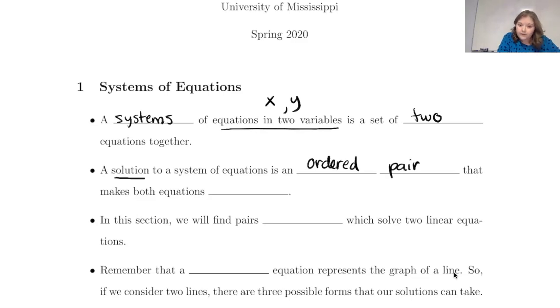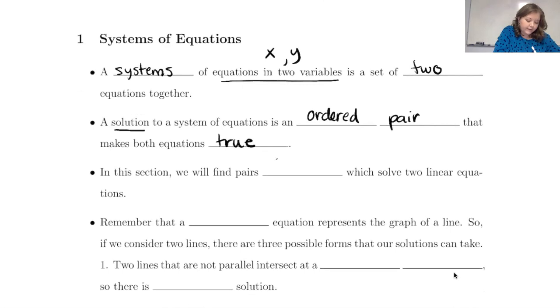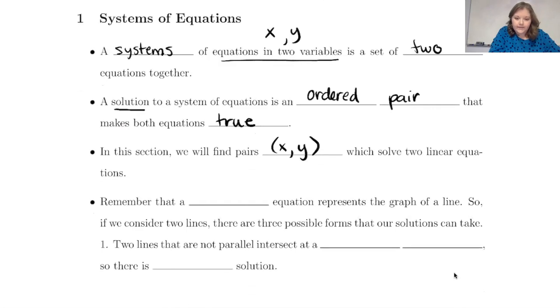And in order to solve the system of equations, since there are 2 equations in a system, the ordered pair has to make both equations true. Okay. So our answers are going to be in XY form, and those X and Y's will work for both equations in our system.